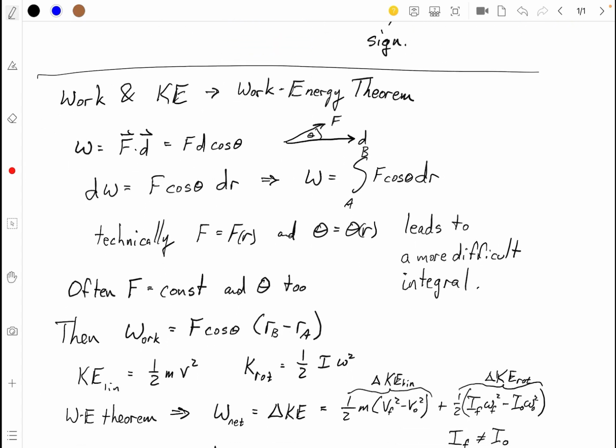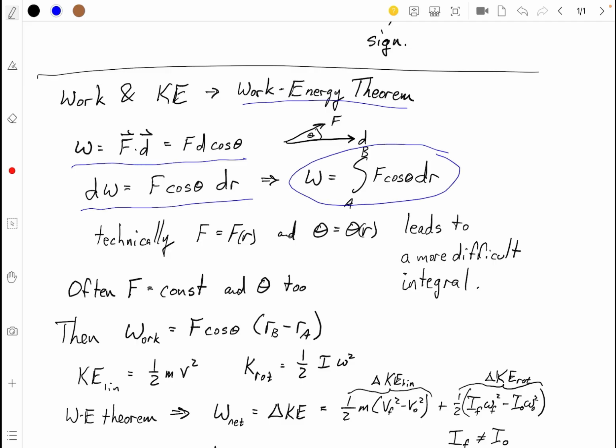All right. Work and kinetic energy. Of course, that leads us to the work energy theorem. That's the combination of work and energy together, but it's really essentially work with kinetic energy. First, let's talk about work. This is definitely work, right? So you do this, which leads us to this equation, okay?